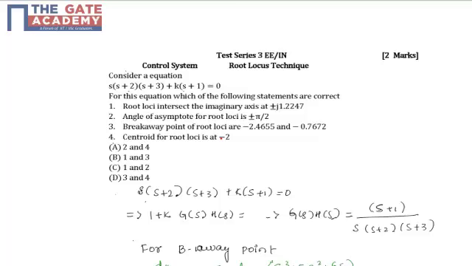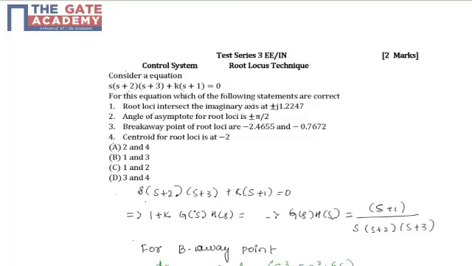First is root locus intersecting the imaginary axis at plus or minus j 1.2247. Second statement is angle of asymptote for the root locus is plus or minus pi by 2. Third, breakaway points of root locus are minus 0.24655 and minus 0.7672. And the fourth statement is centroid for the root locus is at minus 2.